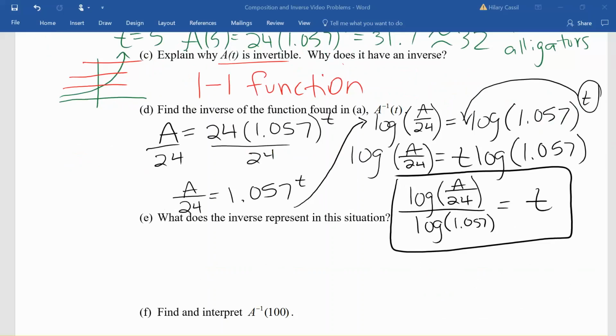If we want to determine what our inverse function represents in this situation, let's think about our original function. In our original function, we input a year, and the output was our number of albino alligators. Our inverse is going to do the opposite. So if we know the number of albino alligators, we can figure out in which year that happened.